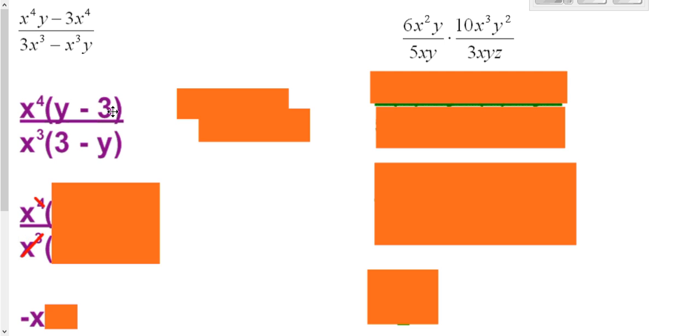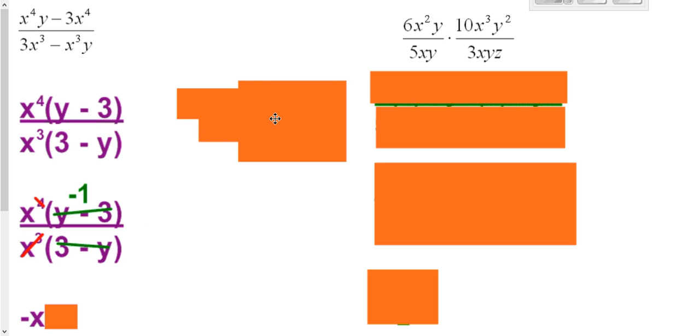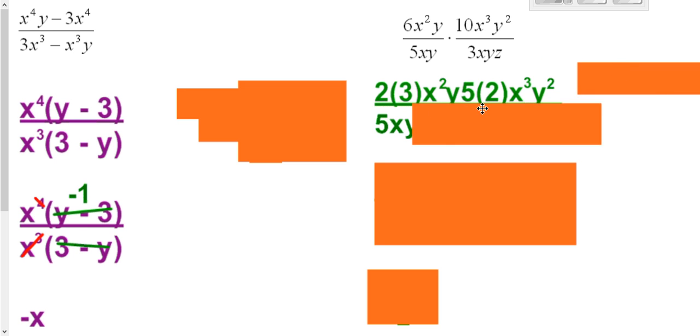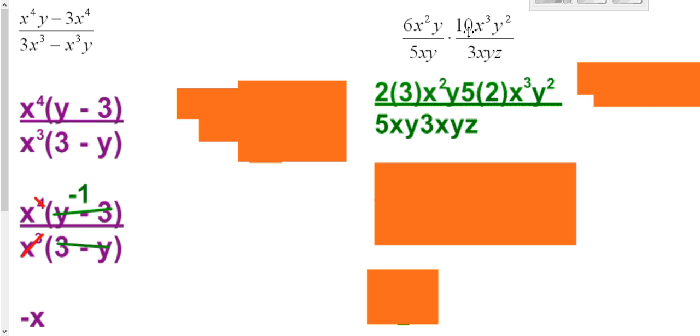Look at the y minus 3, the 3 minus y. We can cross those out and put a negative 1. So we'd have that x on top times that negative 1 gives us negative x. Multiplying these here. Multiply the tops, multiply the bottoms. By the way, 10 is the 5 times the 2. The 6 is the 2 times the 3.